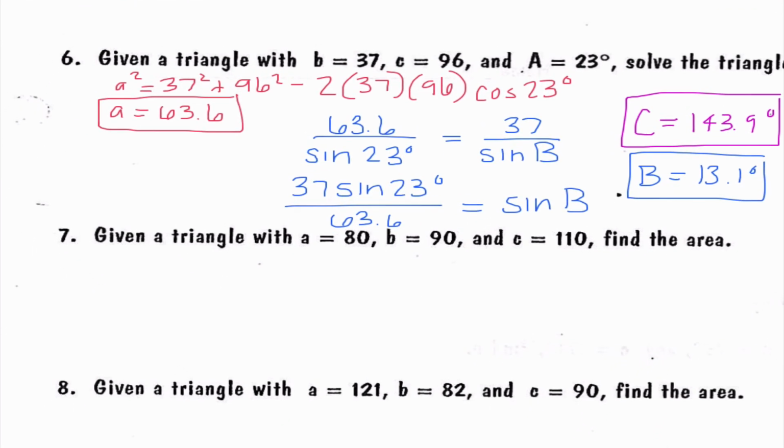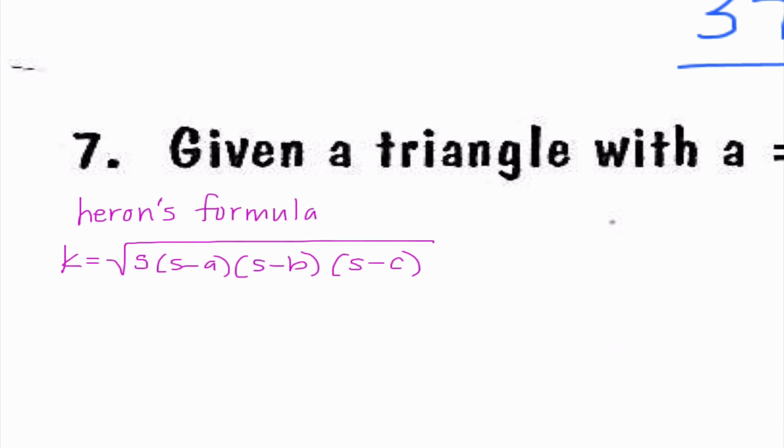Okay, number 7, it's asking us to find area, but this is very different from the area we did in our last lecture because they're just giving us three sides. So we're going to have to learn a new formula here. This is a formula we call Heron's formula. The area is equal to the square root of S times S minus A times S minus B times S minus C. S is what we call a semi-perimeter.